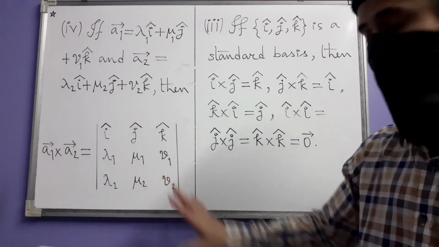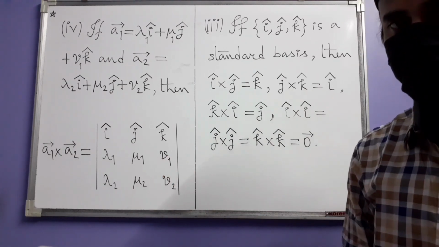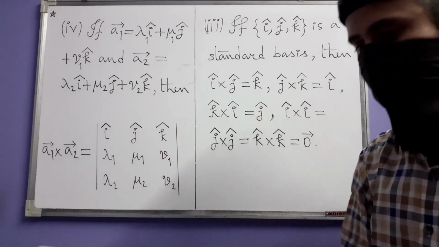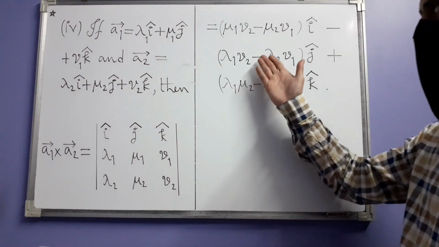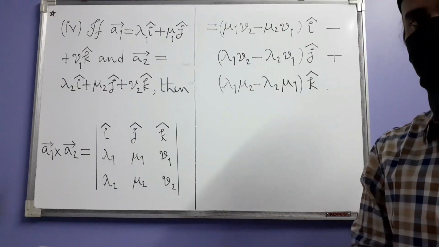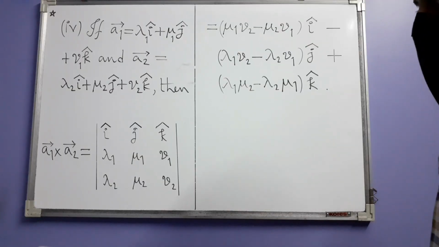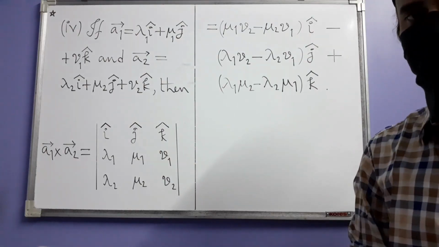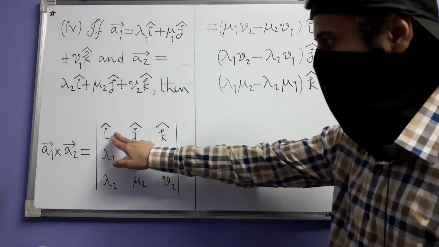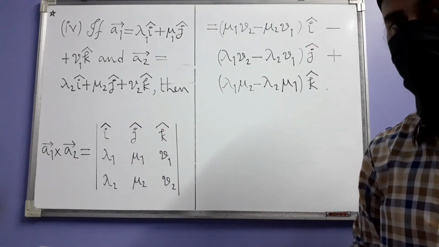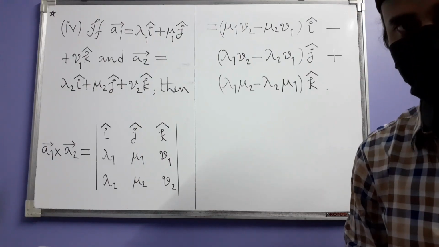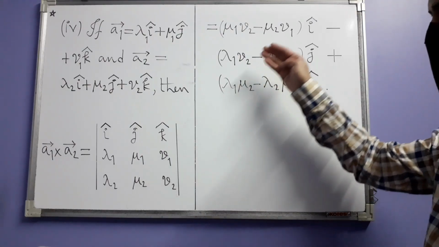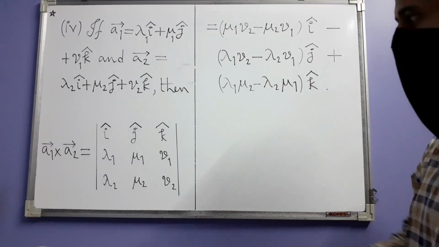Now this is only a memory aid. I need to now write down what this really means. This is what it means: this vector, which you get if you expand this determinant with respect to the first row, forgetting that these i, j and k are vectors, not real numbers. You treat them as if they are real numbers and expand the determinant. This is what you get.